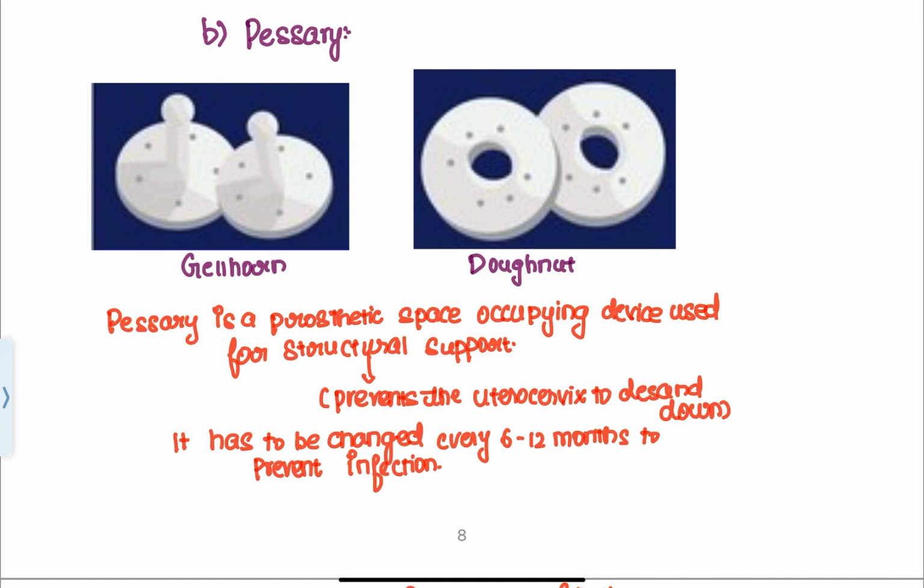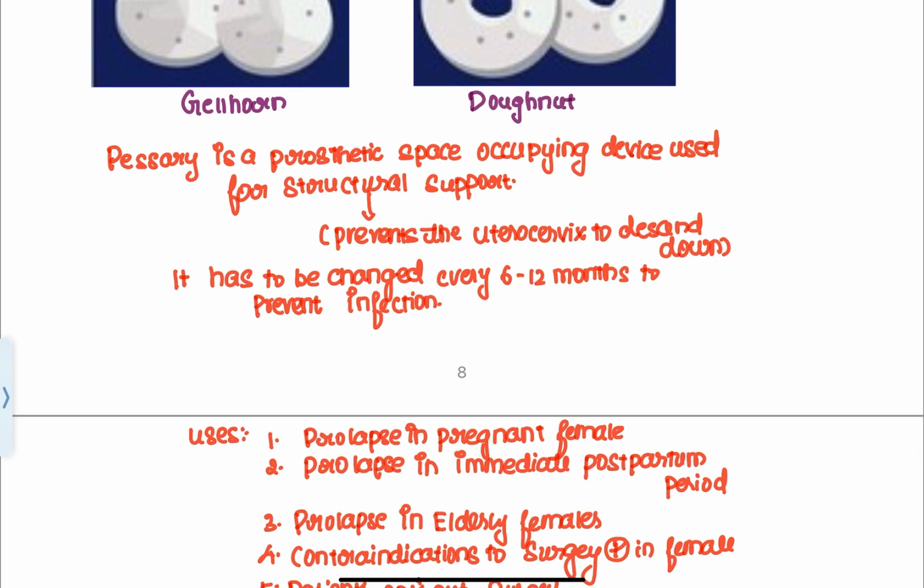So what do you mean by structural support? If you insert this pessary inside the vagina of the female, this pessary is going to be held in place, and it is going to prevent the uterus and cervix from descending inside the vagina. So in the vagina, you just hold this pessary. Once you put this pessary in the vagina, the uterus and the cervix will not descend further down into the vagina. So basically it is providing structural support.